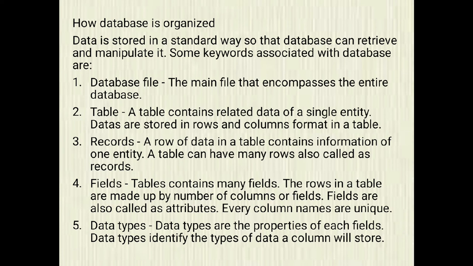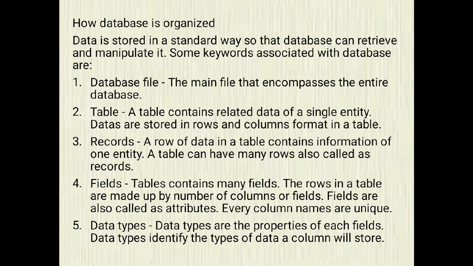Next is fields. A table can contain many fields. A table can contain a minimum of one field, that is one column. A field is also called a column. A table can have as many columns as it wants, but all the columns should be related to that table, and all the column names should be unique. The columns are also called attributes.